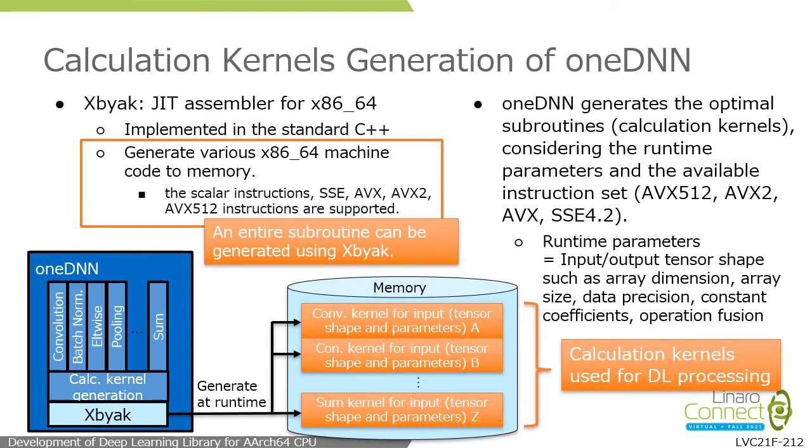This slide describes the calculation kernel generation. oneDNN uses Xbyak to generate the calculation kernels. Xbyak is a just-in-time assembler for Intel CPU. It's open source software written in standard C++. Xbyak provides functions to write the machine code of a specified Intel CPU instruction to memory. By using Xbyak to write out a machine code sequence, we can generate an entire subroutine that performs the processing we want to do.